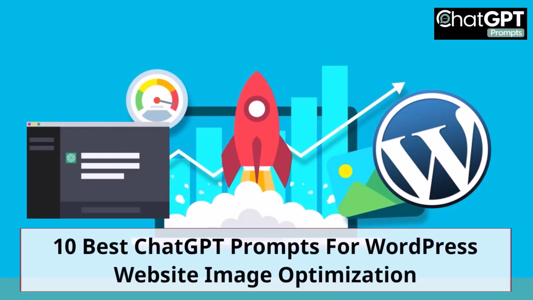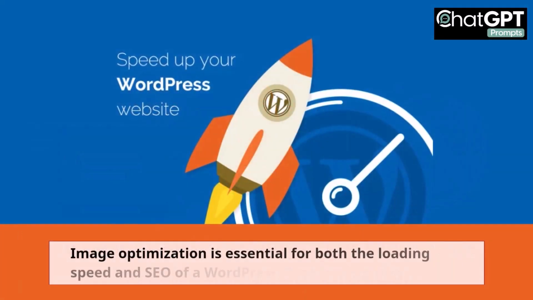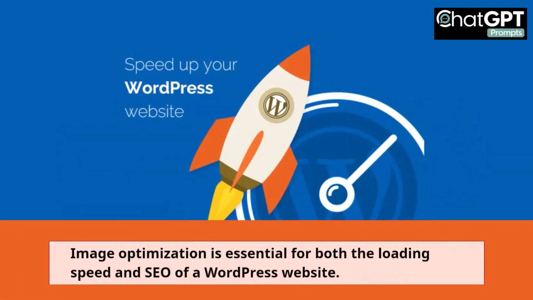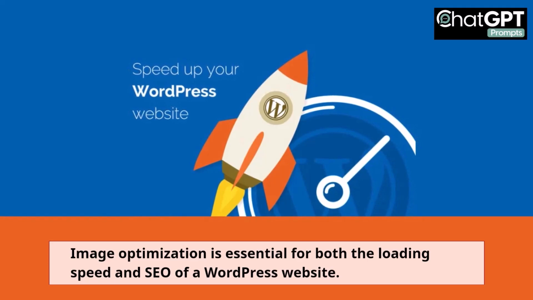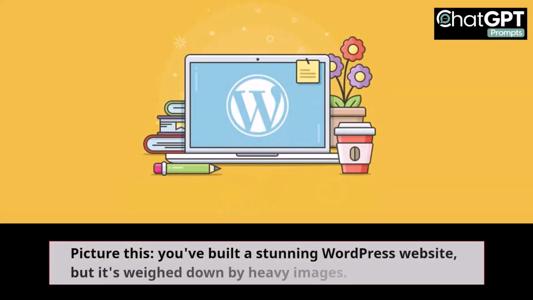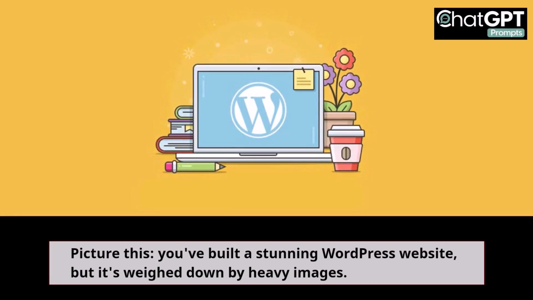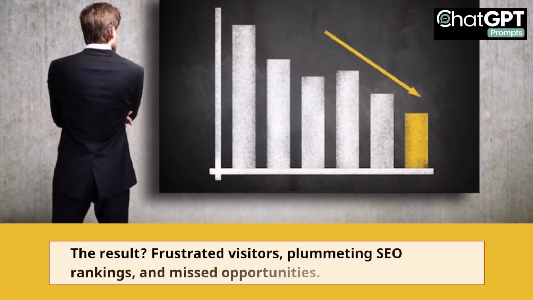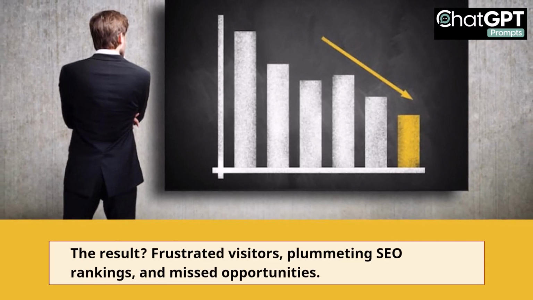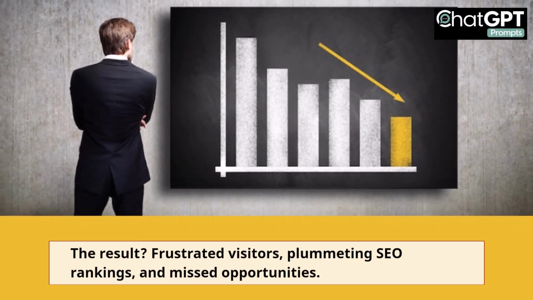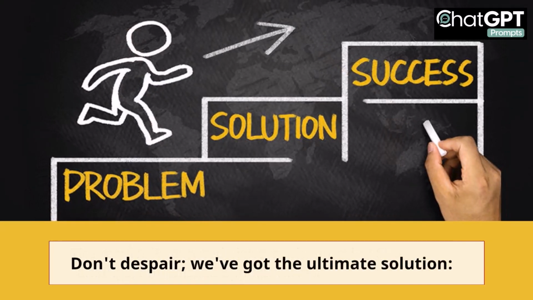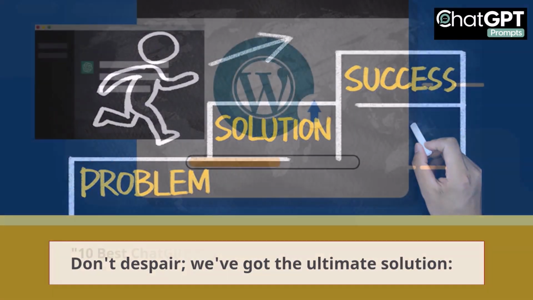10 Best ChatGPT Prompts for WordPress Website Image Optimization. Image optimization is essential for both the loading speed and SEO of a WordPress website. Picture this. You've built a stunning WordPress website, but it's weighed down by heavy images. The result? Frustrated visitors, plummeting SEO rankings, and missed opportunities. Don't despair. We've got the ultimate solution.